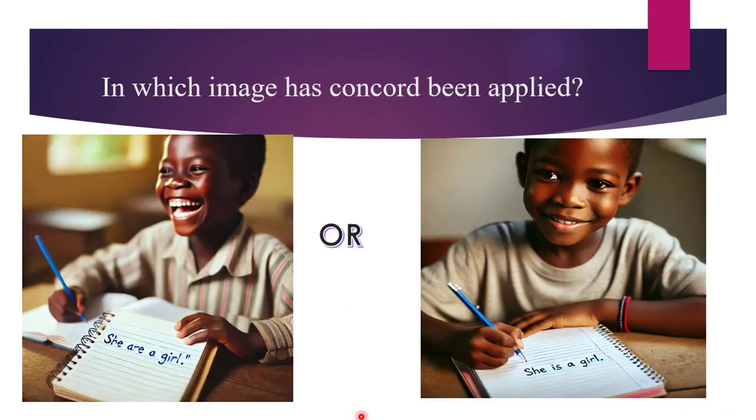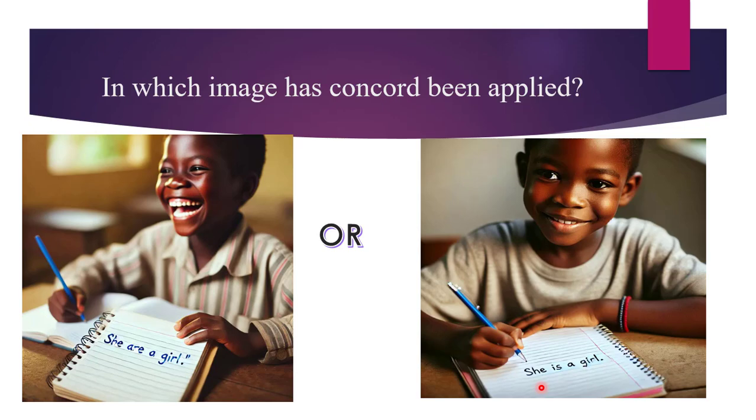We have two handsome students on our screens, and they've written sentences. Let us analyze the sentences that they have written, looking at the first image. Our gentleman has written, she are a girl. Is this sentence grammatically correct? No. This is because she is a singular subject and must go with a singular verb, but we used a plural verb. So, Concord was not applied.